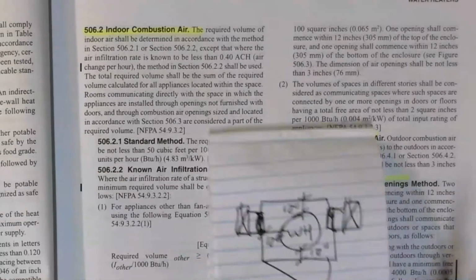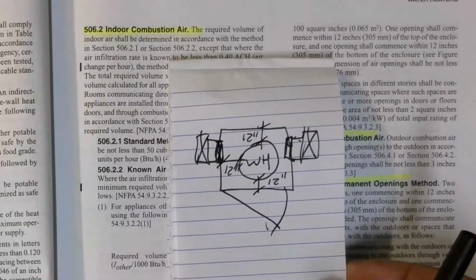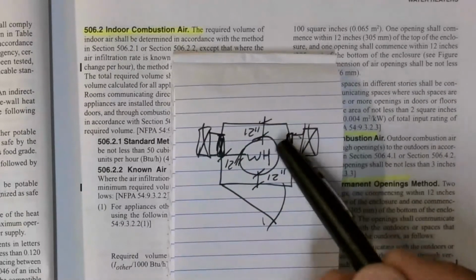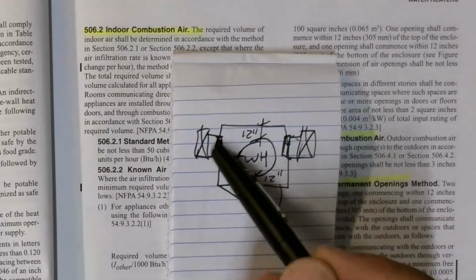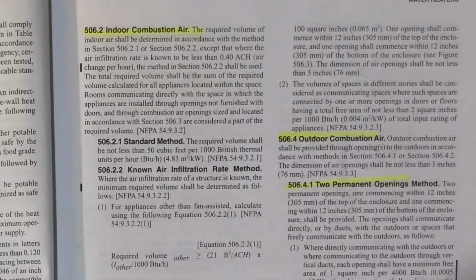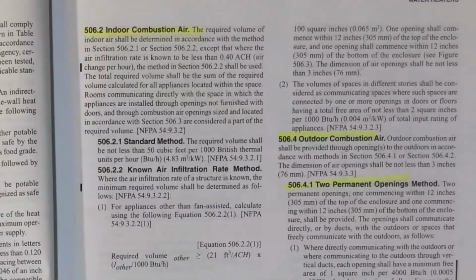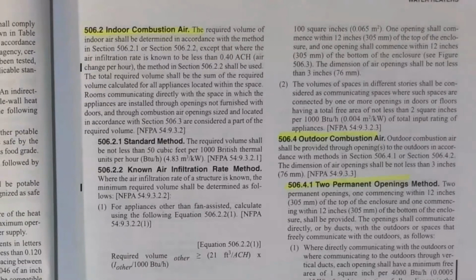So we have this closet. I'm talking about these little combustion air deals right here. Here, there's one over here. So one of them has to start up 12 inches from the top. The other one starts 12 inches from the bottom. The dimension of air openings shall be not less than 3 inches.